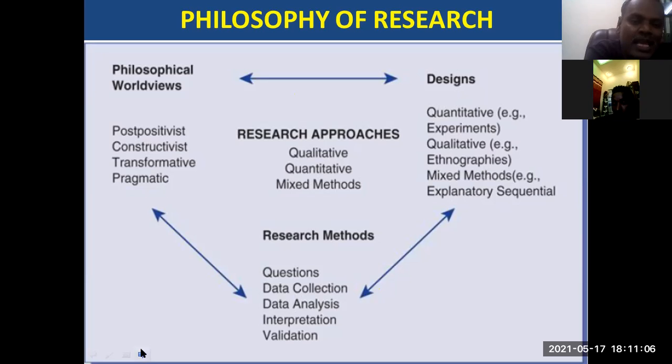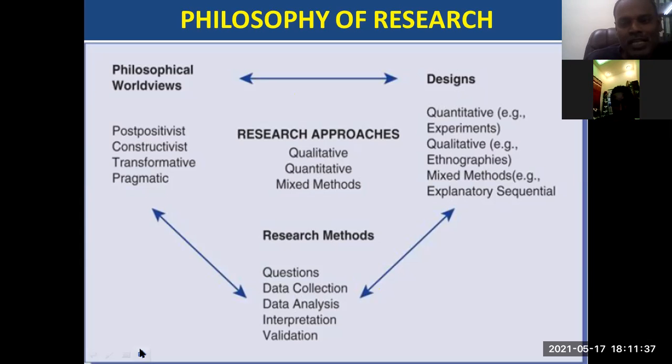We are going to see in depth about each of the worldviews. So there are four. One is the positivist approach. Second one is the constructivist approach. Third one is the transformative approach. Fourth one is the pragmatic approach. So we are going to see each and every worldview, how it is going to support us to choose our research design. Mostly these worldviews support us to choose our research design.